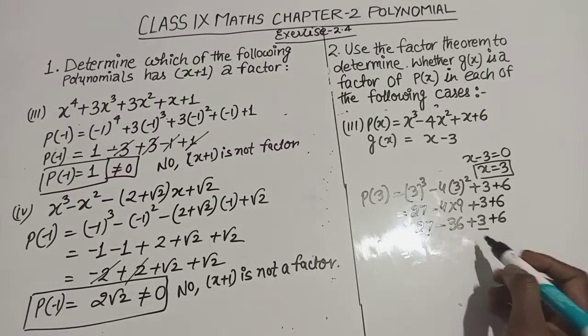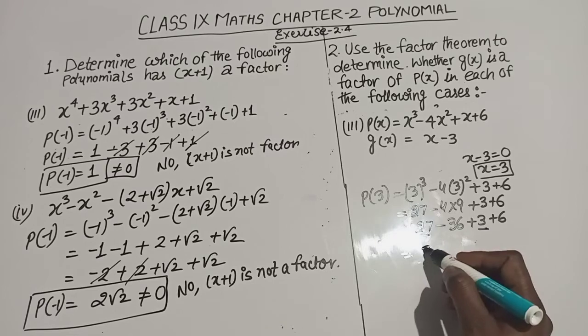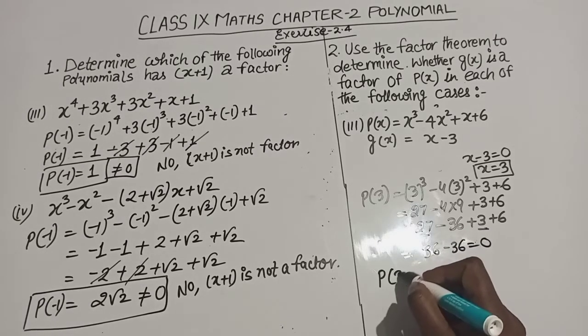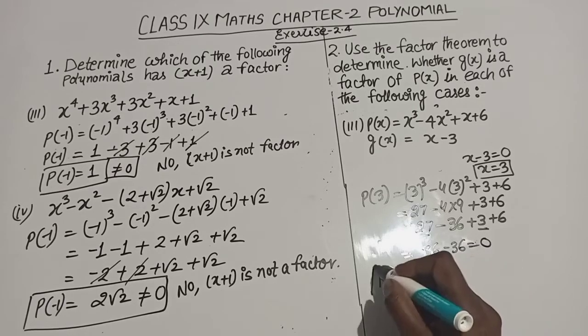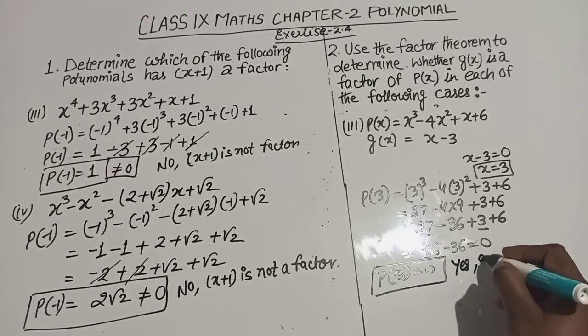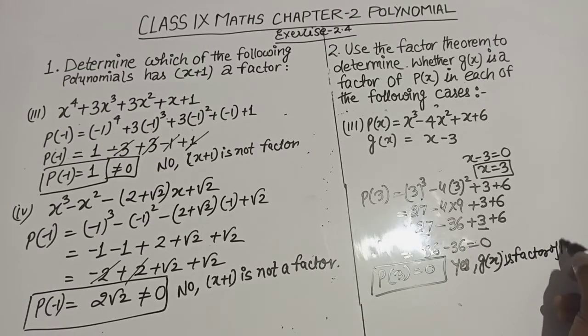Okay, so here are the plus signs. 27 plus 3 is 30, 30 plus 36 minus 36 is equal to 0. So p3 is equal to 0. If it is 0, it means yes, gx is a factor of px. I hope you got it, question number 2 of exercise 2.4.